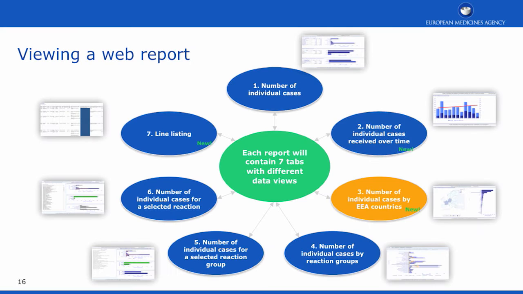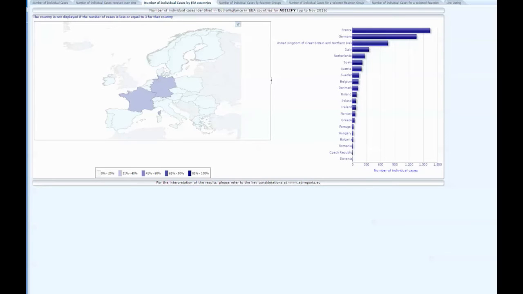The third tab in the web report is another new addition as of November 2017. This tab displays the number of individual cases in each European Economic Area country for the selected medicinal product. The map on the left of the report displays the relative percentage of cases in each European Economic Area country. The total number of cases per country is visualized in the graph on the right of the report.